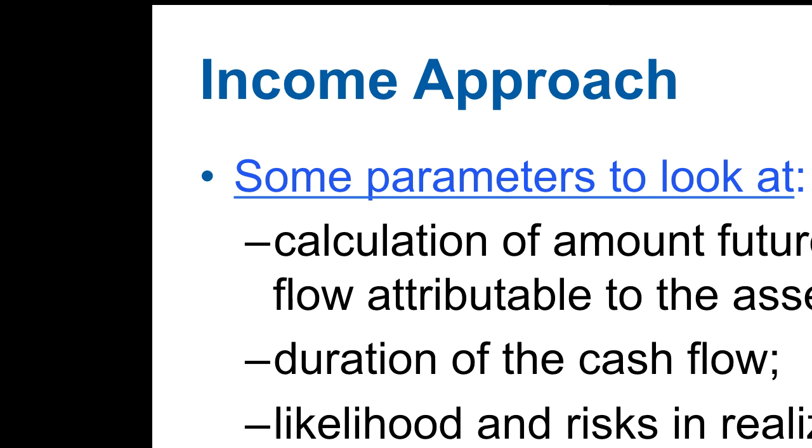So let's walk through this. Some initial parameters that you want to look at. Calculation of the amount of future cash attributable to the asset. If I'm going to license this out, realistically, what are my royalty rates going to be? What are my forecasted amounts, the sales that my licensees may make? Is it exclusive? Is it non-exclusive? What's the life cycle? How much revenue is going to come in, but how long is it going to come in? How long is this money going to be made? That goes to the life cycle.